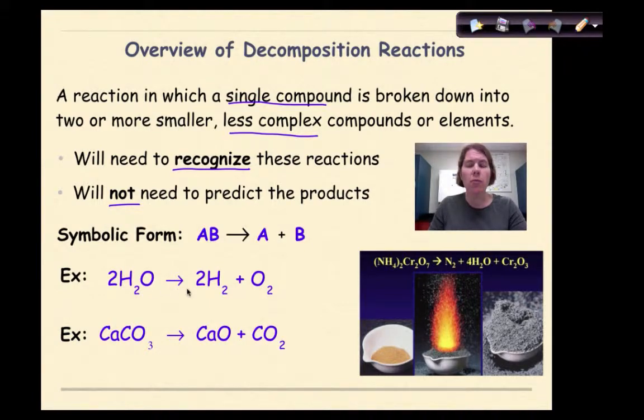So here's two examples of decomposition reactions. Here I have water breaking down into its elemental form of hydrogen and oxygen, probably through electrolysis, or calcium carbonate broken down into calcium oxide and carbon dioxide through a heating process. So the heating process here would break it down into more simpler substances from the original reactant of calcium carbonate.